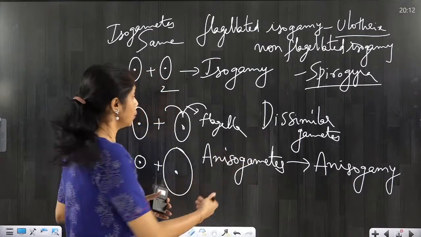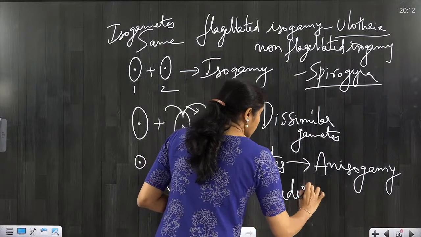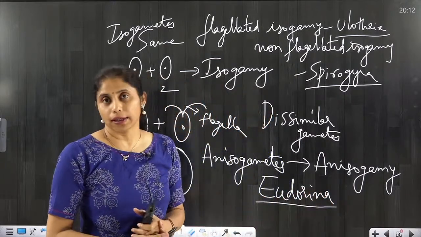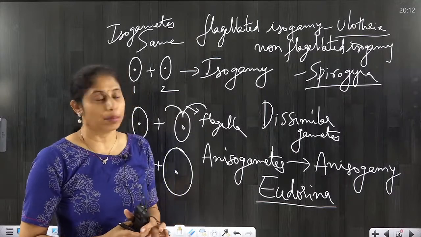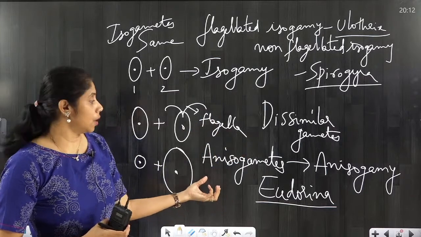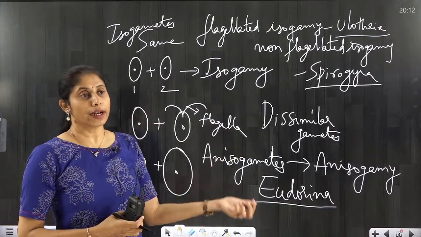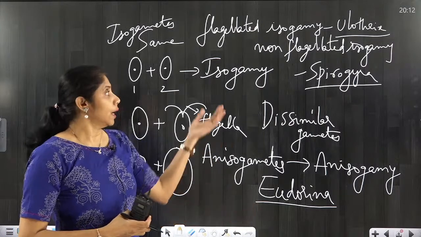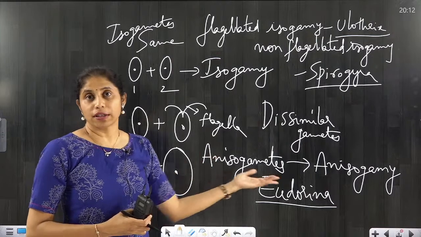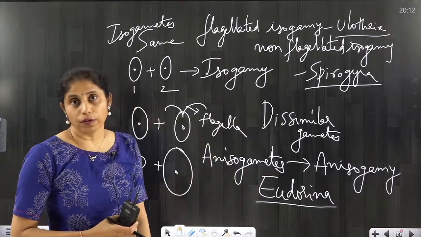Anisogamy example, you can see this one in Eudorina. For NEET purposes, you have to know the examples and practice them. Later you will learn all these examples. Right now you can imagine what is isogamy, what is anisogamy, and what is oogamy. So fusion of similar gametes is isogamy. Examples are Ulothrix and Spirogyra. Fusion of dissimilar gametes is anisogamy. Example is Eudorina, and even some species of Spirogyra also come.